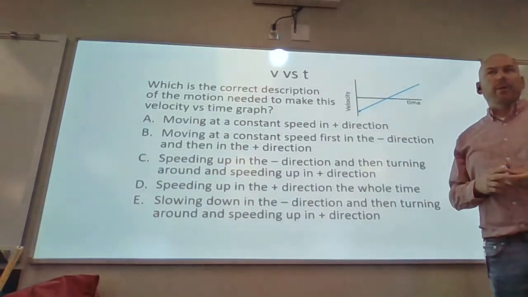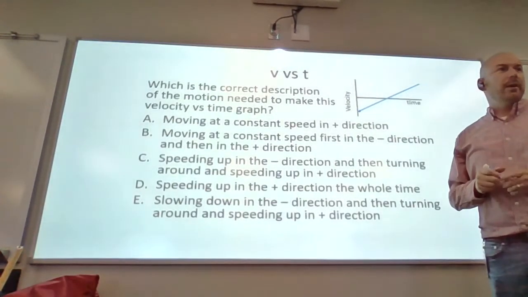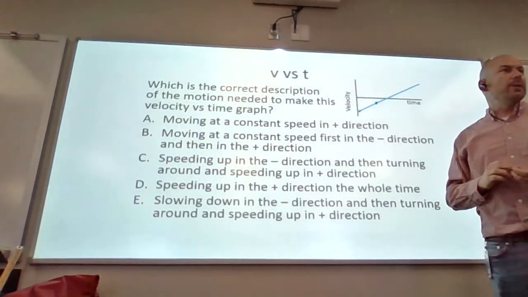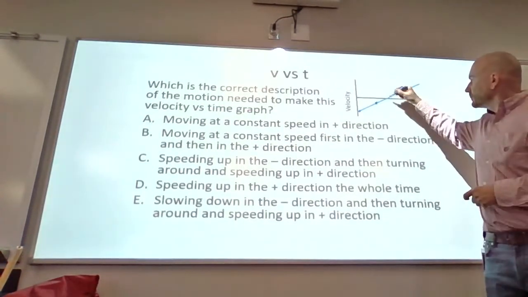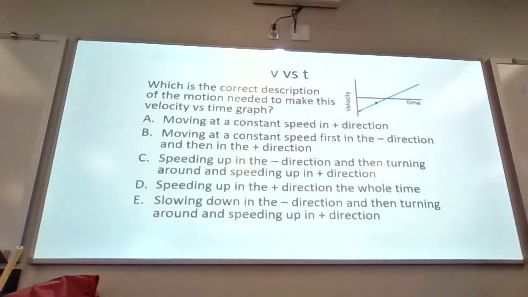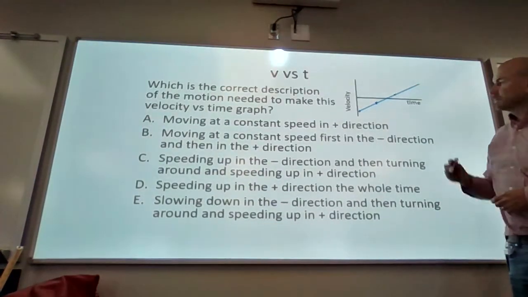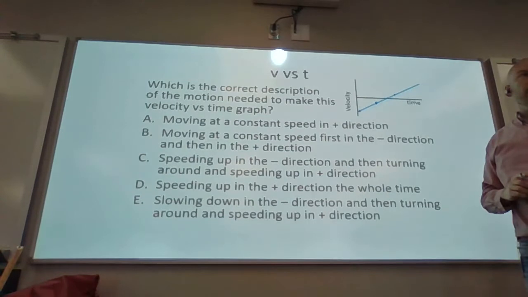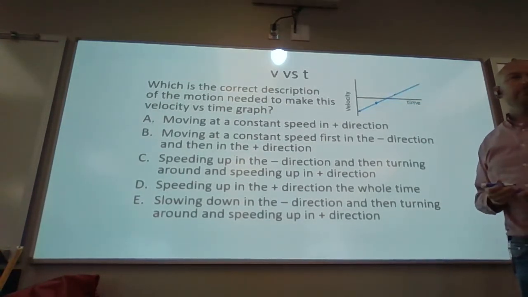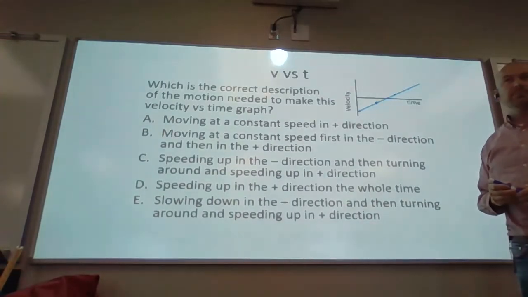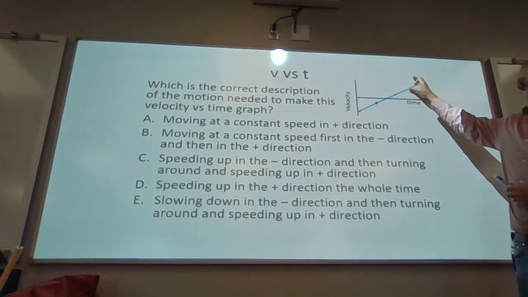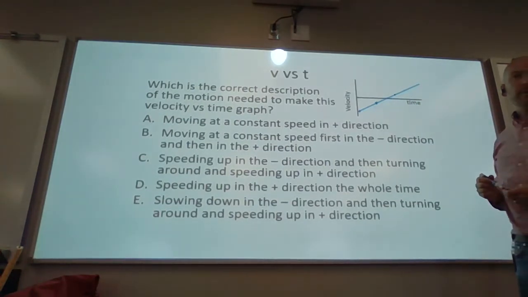Fast or slow? Fast. Positive or negative? Negative. Fast or slow? Slow. Positive or negative? Stop. Slow, positive. So what happened from here to here? Turned around. That makes sense? You crossed from negative land to positive land. Okay?